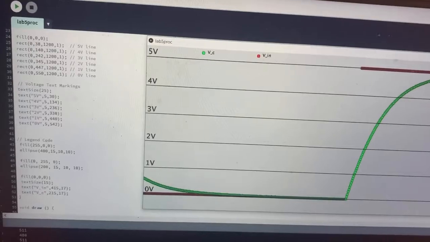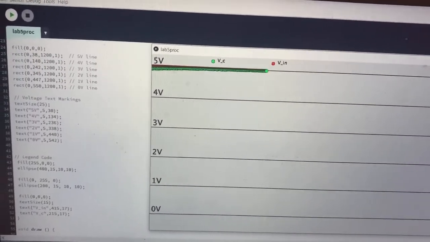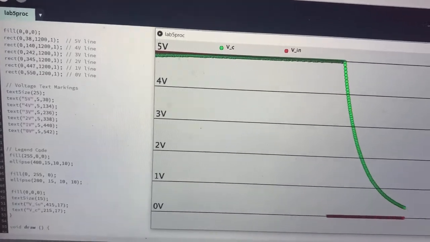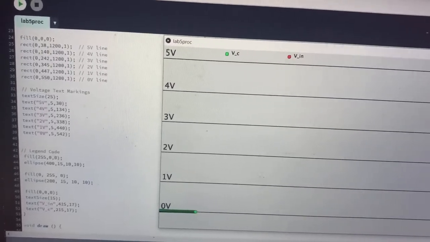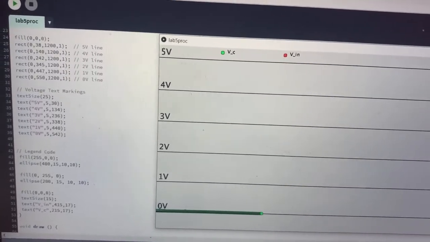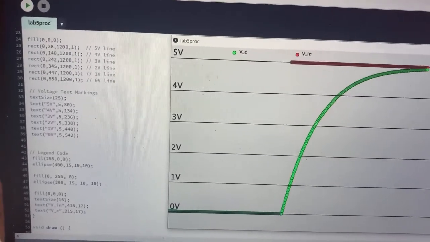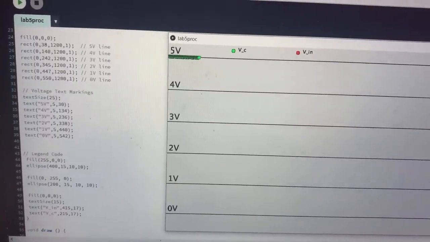So here's my processing code. It takes in the 2 values that are specified for each line in the serial monitor from my Arduino code for the VC and Vin values. To create the oscilloscope that you see on the right-hand side, I created 6 thin rectangles that were placed at the appropriate heights based on their 0 to 5 volt outputs. They're accompanied on the left-hand side of the screen by voltage text markings for the user's convenience.